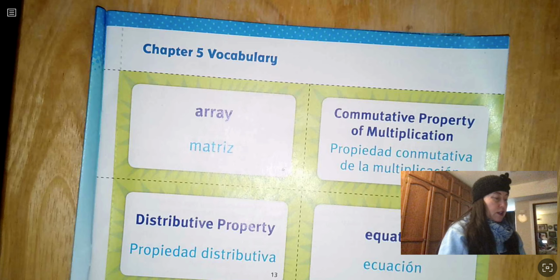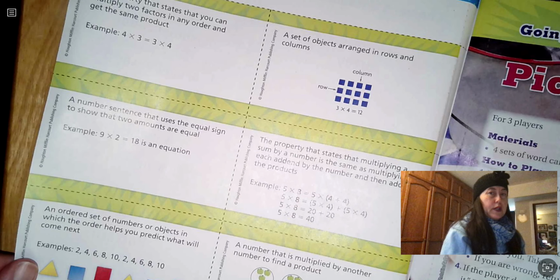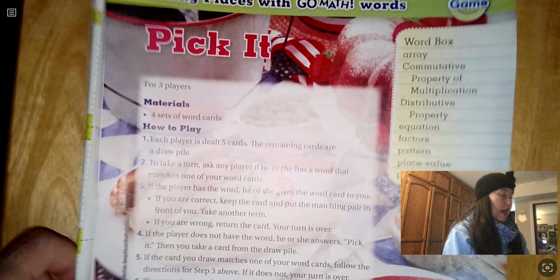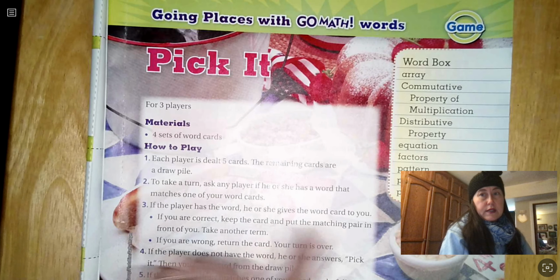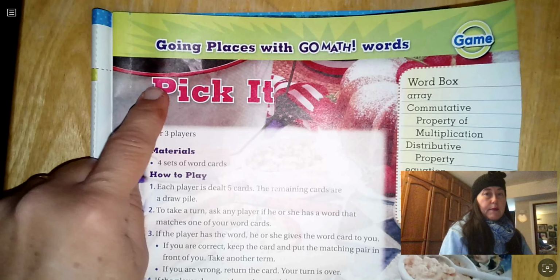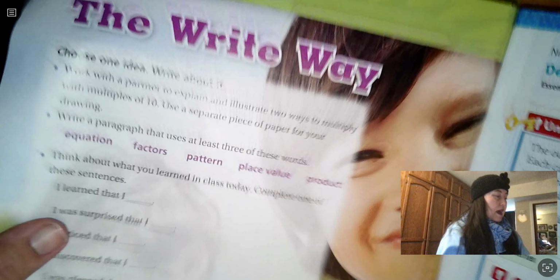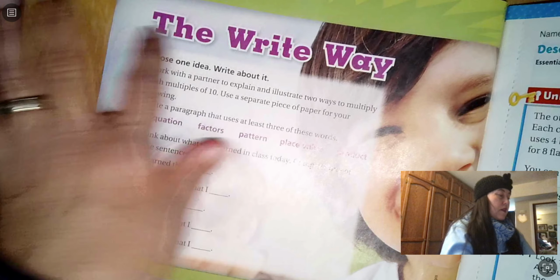All right, the rest of the beginning of this chapter, you have your flashcards that you can cut out or you can keep in your book. You can copy those words, all of these words, onto some cards or pieces of paper and make your own cards and play this game called Pick It. Your parents or your older brothers or sisters, or even your slightly younger brothers or sisters, might want to play with you. And it goes over that. There's some writing that you can do on the back.